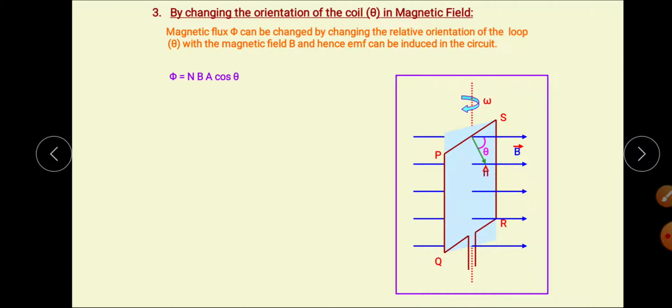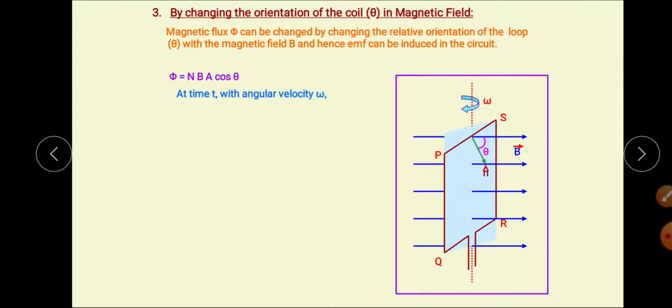Now in this situation, what is the flux passing through the coil? We know that flux is BA cos theta, where B is the magnetic field, A is the area of the coil, and theta is the angle between the normal of the coil and the magnetic field. And if there are N number of turns, then the total flux linked with the coil will be NBA cos theta.